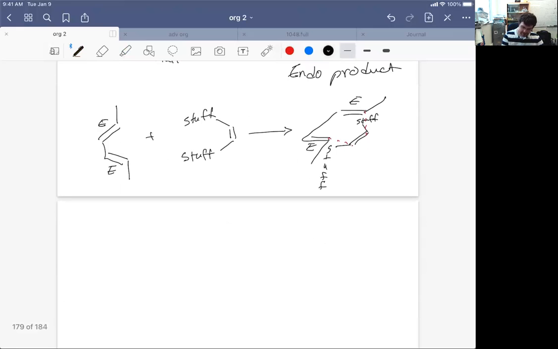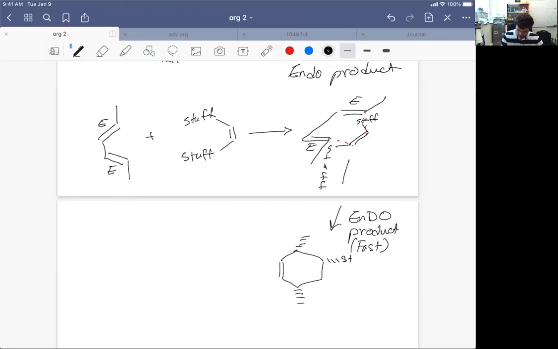That then allows us to see the difference between the endo product, which is formed faster than the exo product. Okay, so here's my endo product where everything is a dash in this orientation. Plus, it looks like there's a plane of symmetry, assuming our stuff is the same. But I'm going to go ahead and write this.